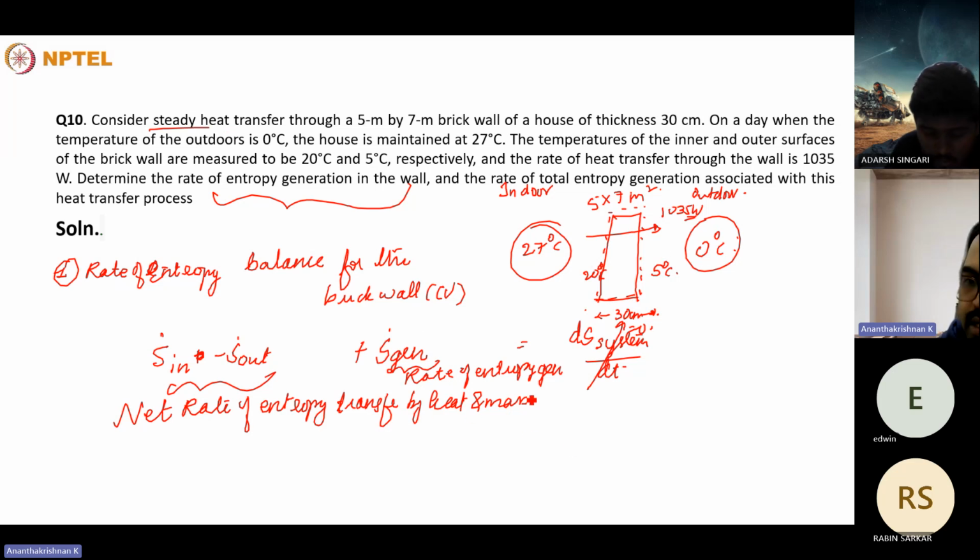So the entropy generated within the brick wall will be equal to the change in the entropy due to entropy transfer by heat and mass. Basically, we can write it as S gen is equal to S out minus S in. This is a steady process. The incoming heat will be going out as well, so there is no heat generation as such in this process.